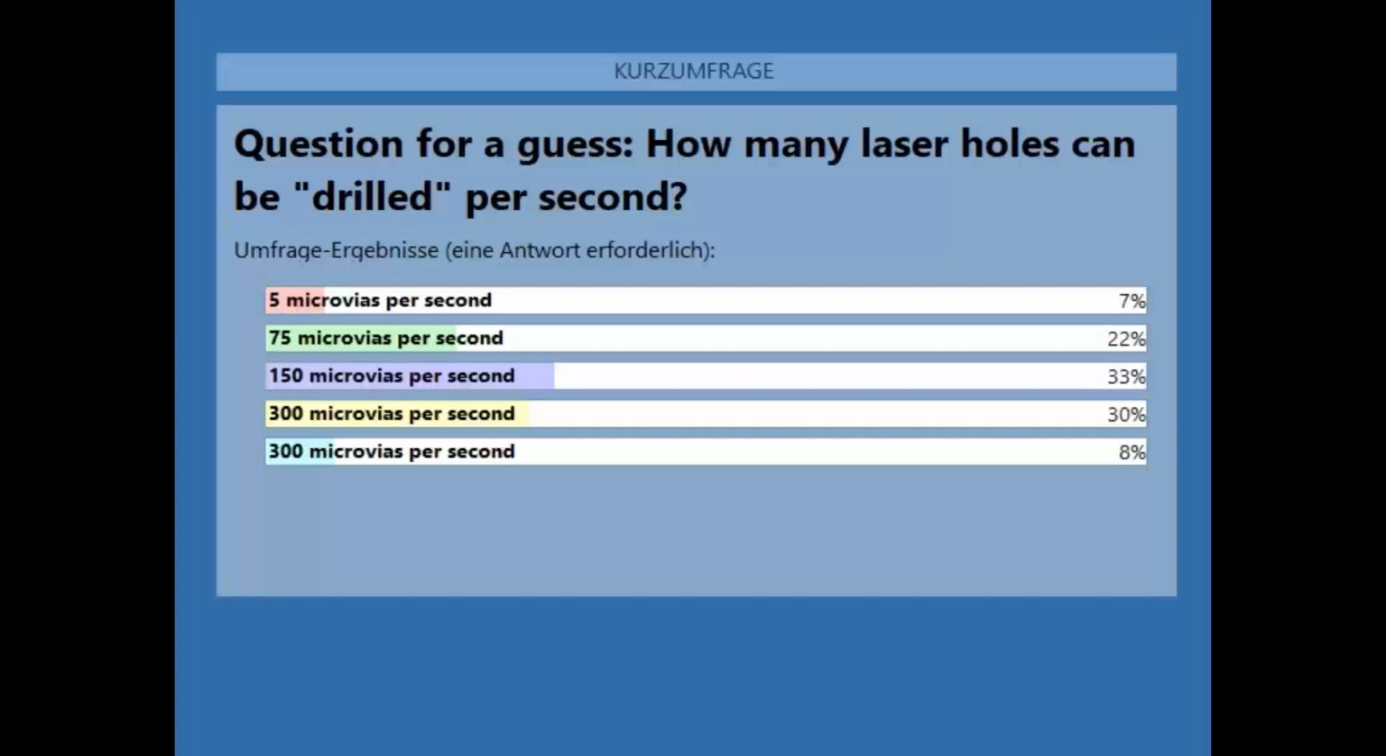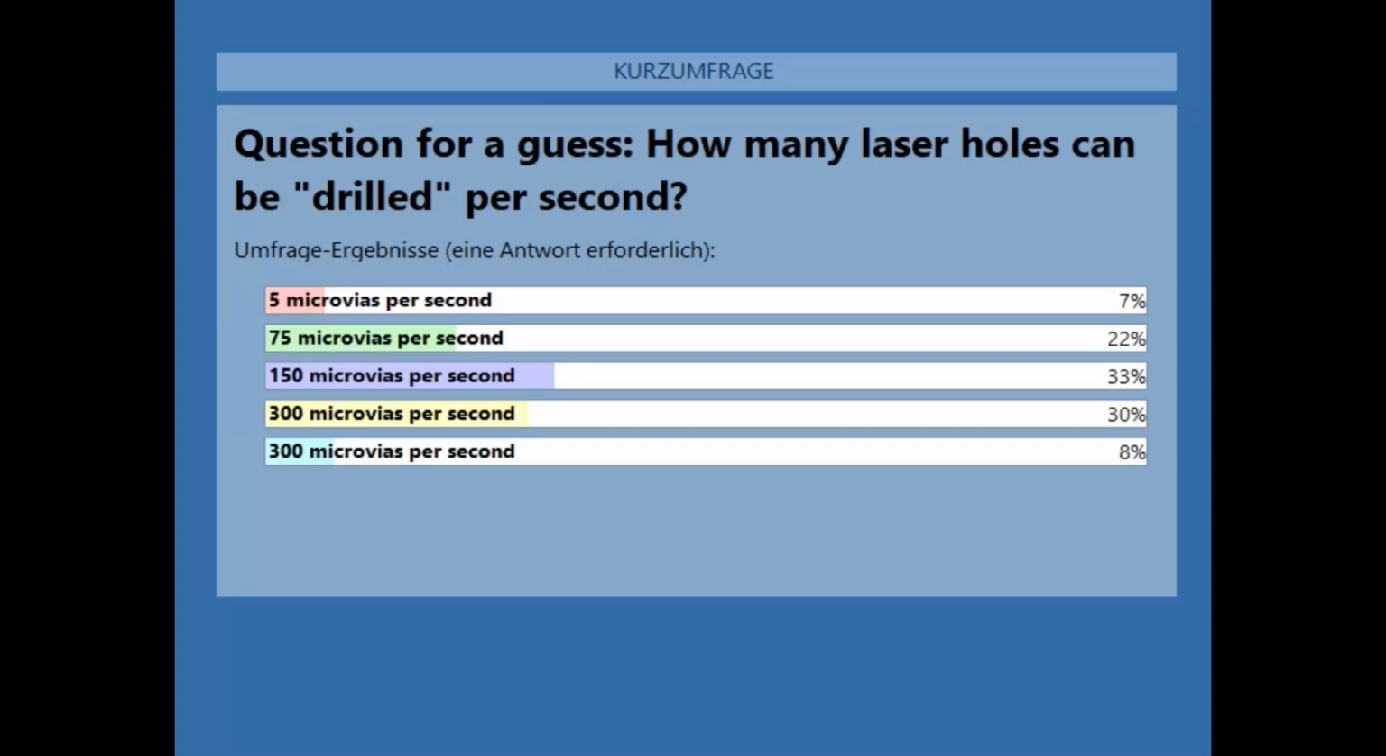So we have answers for every option. 7% meaning 5 microvias per second, 8% meaning 300 microvias. Oh, that's a fault by me. That should be 750 microvias. Okay. So we count 30% and 8%. That means 38% meaning 300 microvias per second, 33% 150 microvias per second, and 22% 75 microvias per second. So that's quite well distributed.